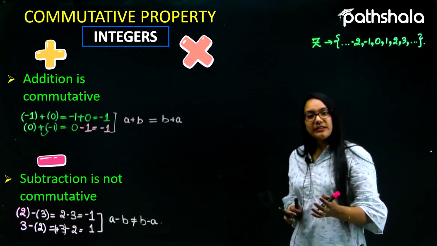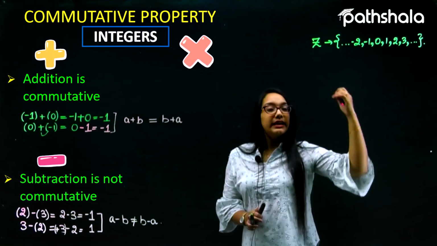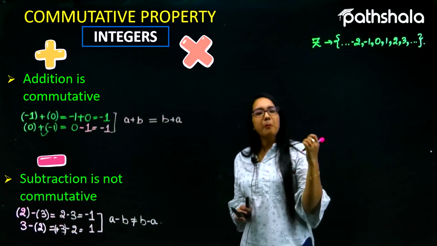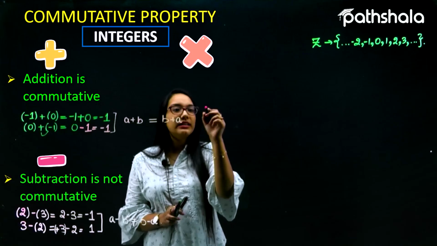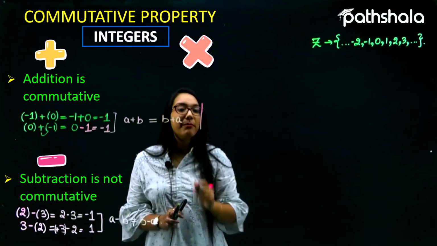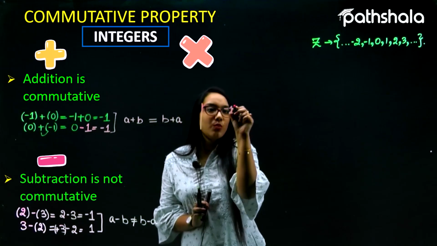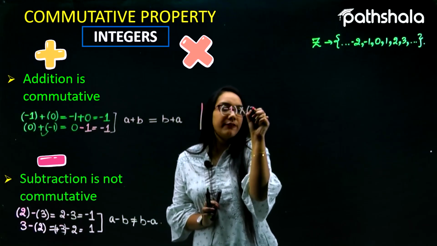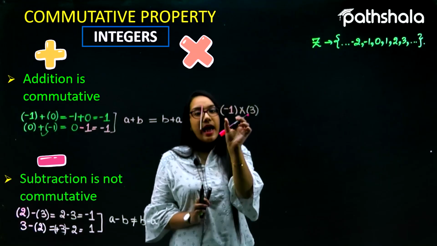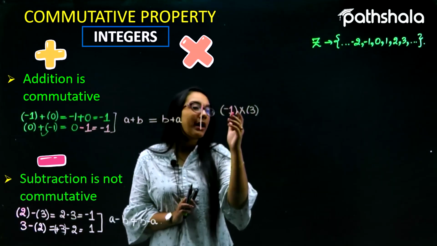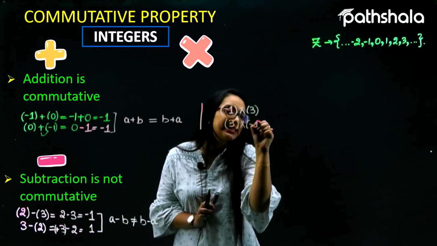Now again we'll take any two particular numbers out of the collection of these. Let us suppose I am talking about -1 and 3. So we'll multiply -1 and 3 in different orders. First of all I'm taking -1 at the first place, and the second time I am taking 3 at the first place and -1 at the second place.